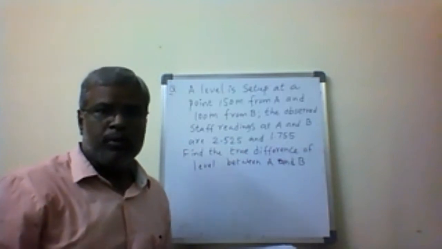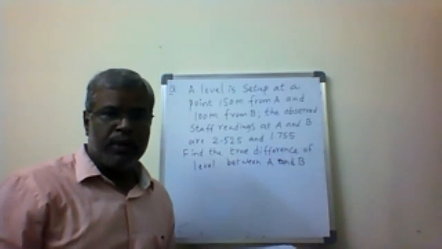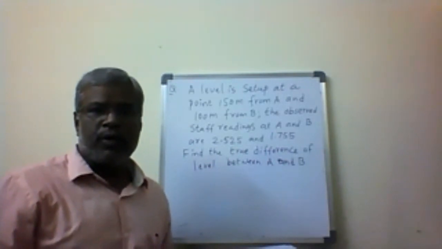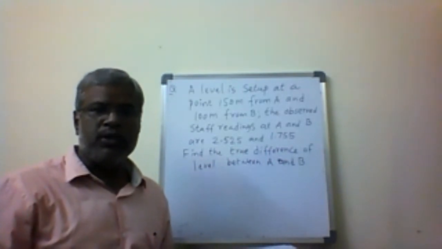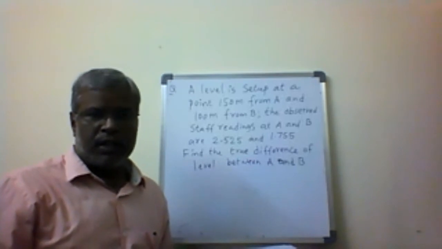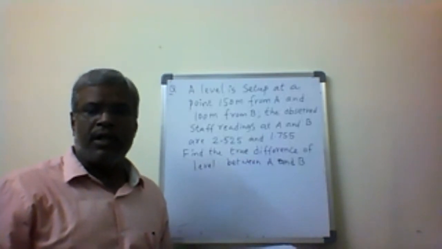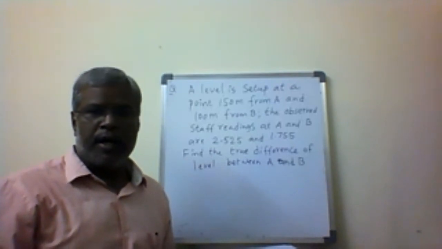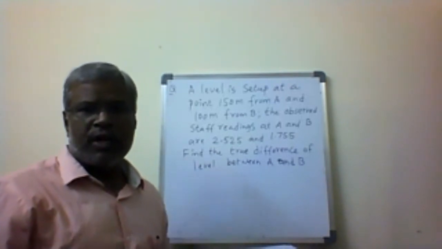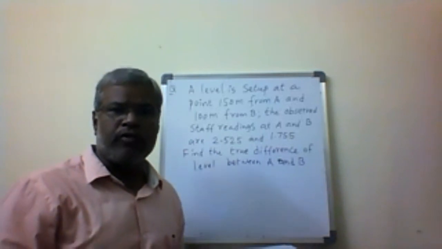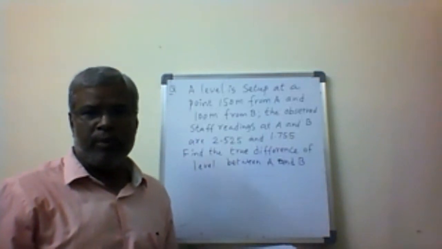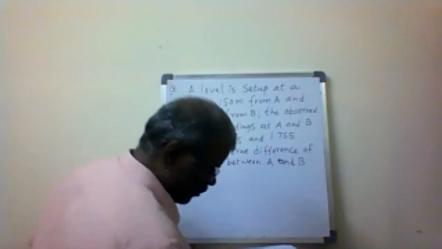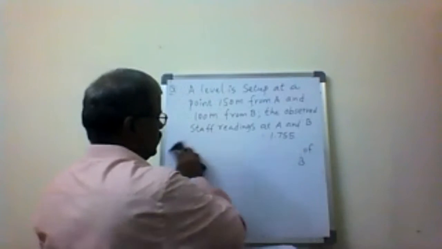So this is the problem we are going to apply, and how we are going to give the combined correction to the staff readings, and what the true difference of level is. We are going to calculate it by using the curvature and refraction correction, or combined curvature and refraction correction. A level is set up at a point 150 meters from A and 100 meters from B. The observed staff readings at A and B are 2.525 meters and 1.755 meters. Find the true difference of level between A and B. So now we'll see what the combined correction is.